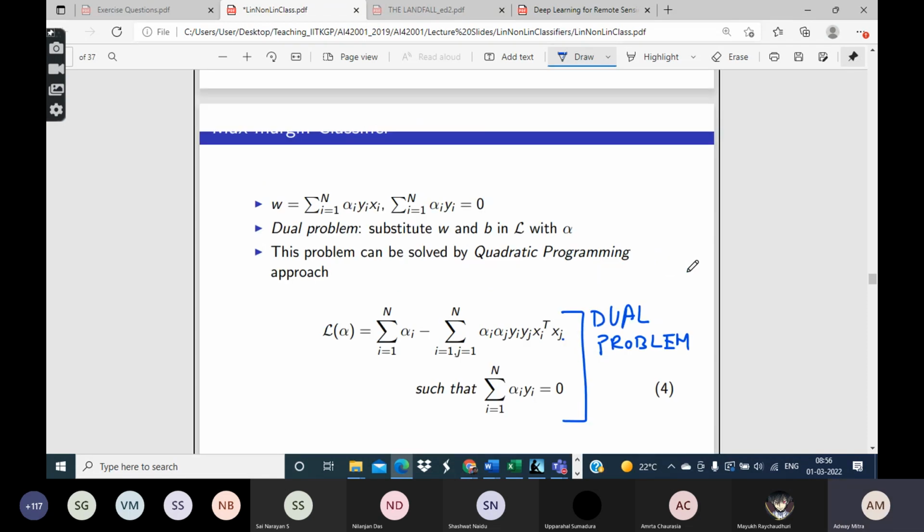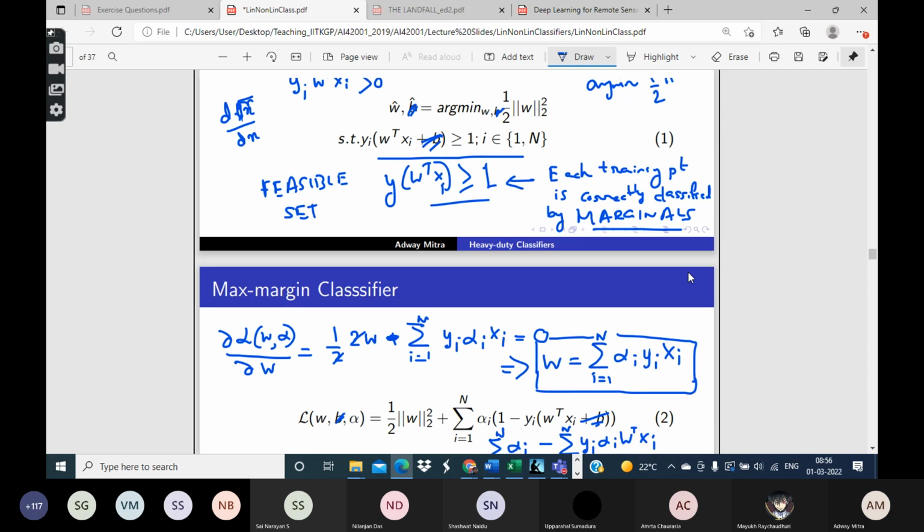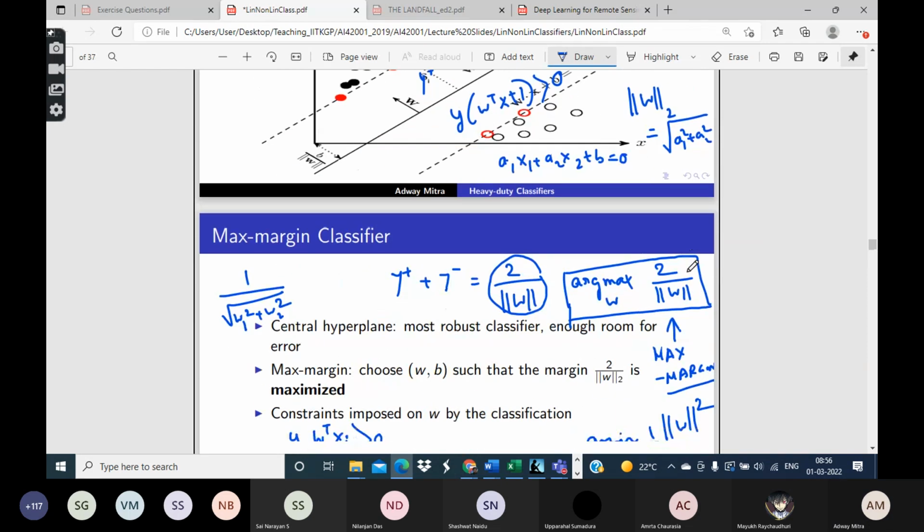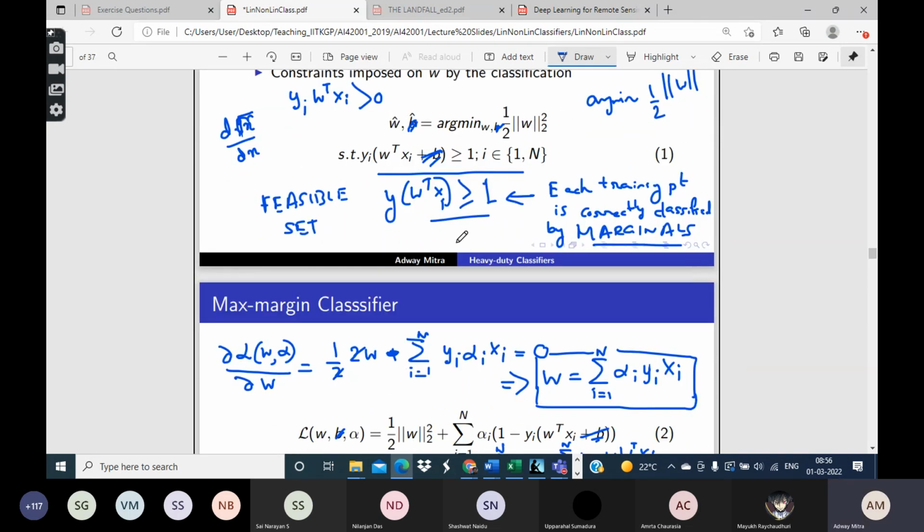So the original problem is what is called the primal problem. This is in terms of W. See, alpha is not there at all. So we just have the original problem, which is called the primal. That is a problem in terms of W.